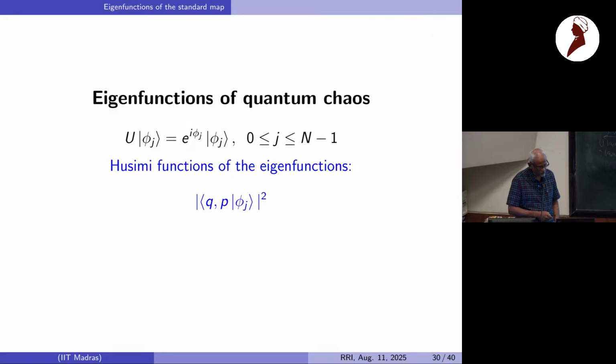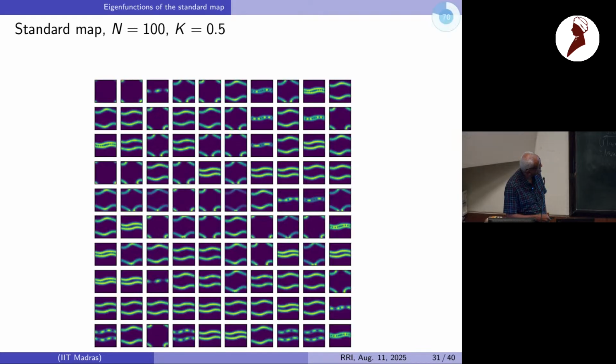So I'll show you the eigenfunctions for the standard map, which we have been looking at. We'll look at Husimi functions of these. We can now diagonalize a finite N-dimensional matrix, and we will look at how the eigenfunctions look in phase space.